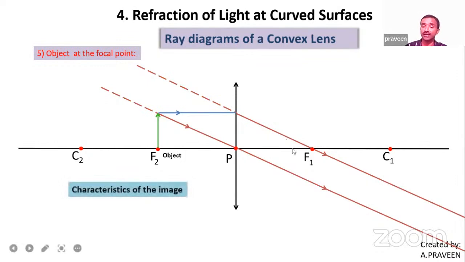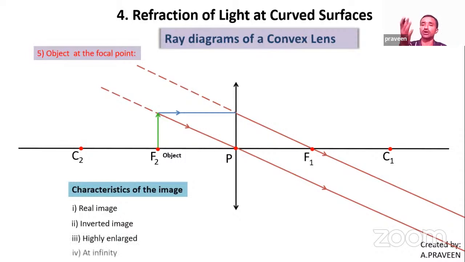Characteristics are given here as a real image only. Then size, highly enlarged, or no comment, blank, right? So inverted and highly enlarged. Then position is at infinity, because you are unable to reach the point, as they are moving parallel. So these are the characteristics, but in your textbook, they are given as real image and infinity, and the others are no comment, blanks. Anything, it is actually available in the CBSE book.